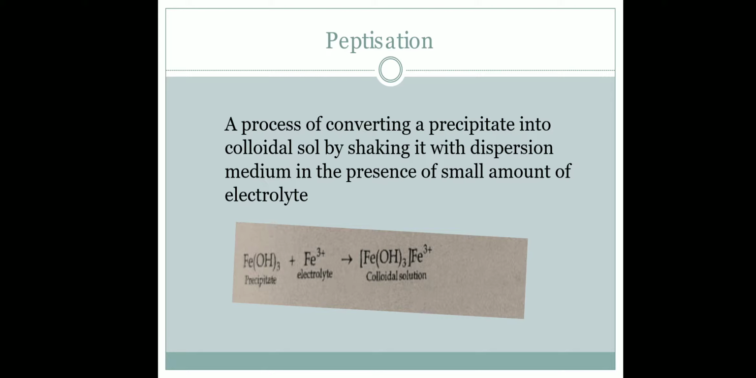This involves the preferential adsorption of suitable ions from the electrolyte on the particles of the precipitate. Here we see that Fe3+ ions are adsorbed on the surface of the freshly prepared precipitate of ferric hydroxide, giving a positively charged colloid.